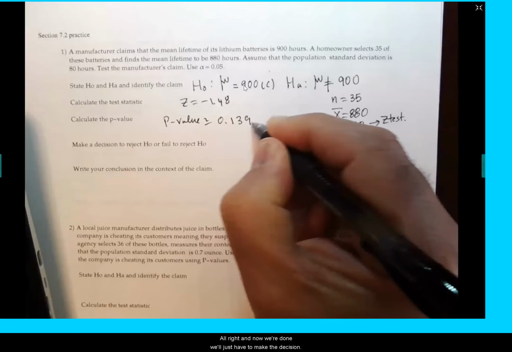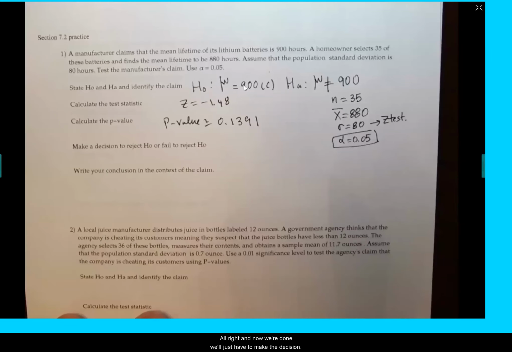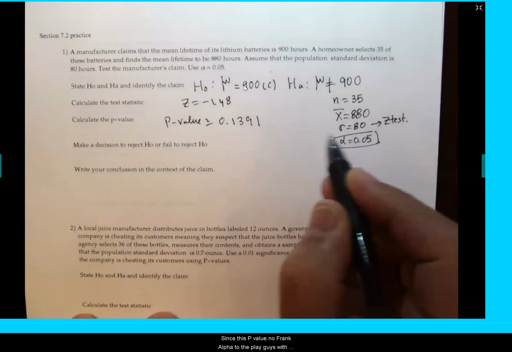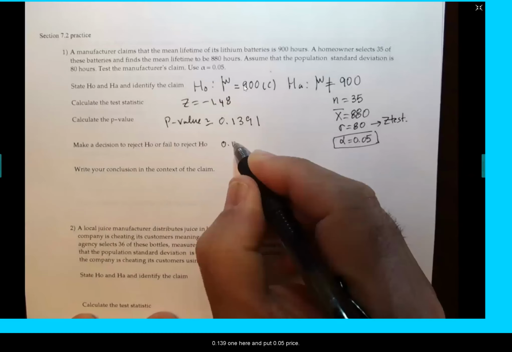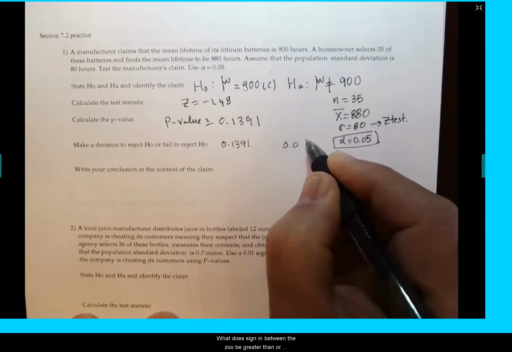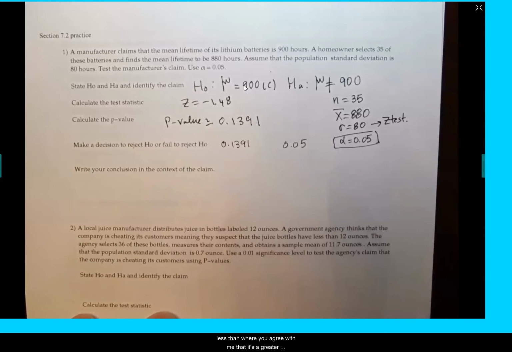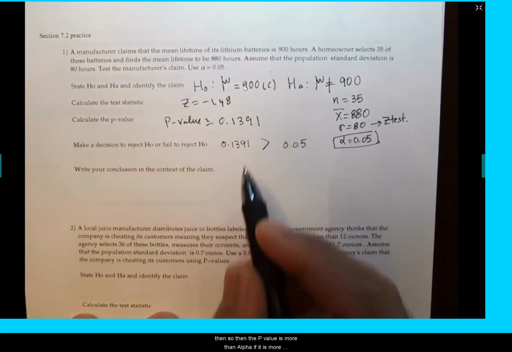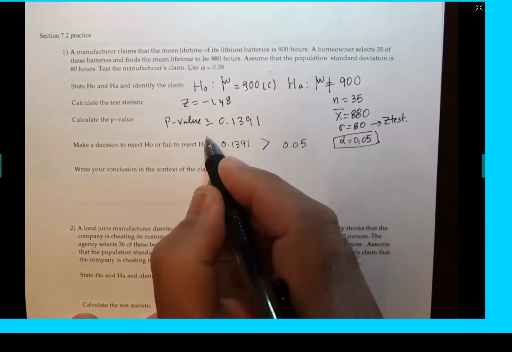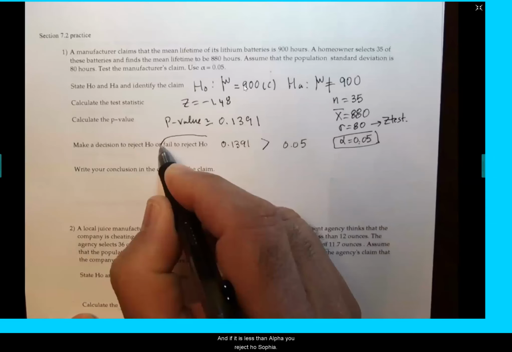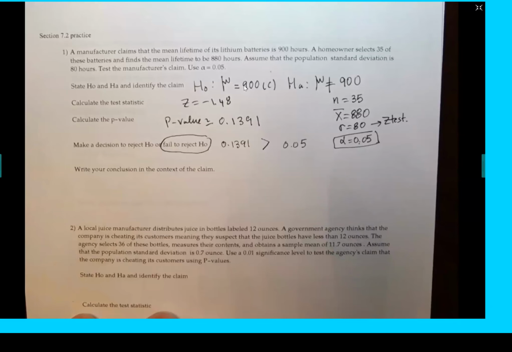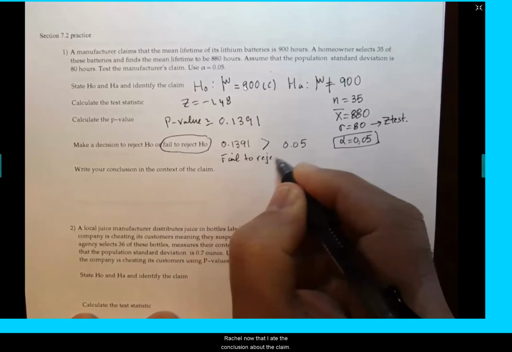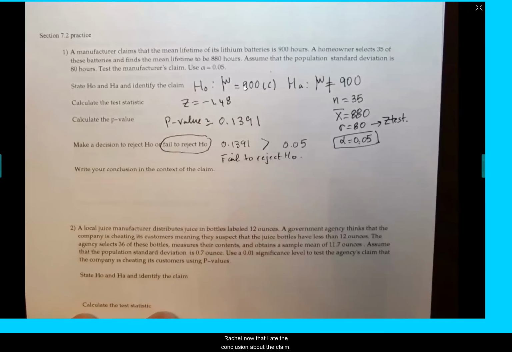All right, and now we're done. We just have to make the decision. Since this p-value, now bring alpha into play, guys. Put 0.1391 here and put 0.05 right there. And put a sign in between. Is it greater than or less than? Well, you agree with me that it's greater than. So then the p-value is more than alpha. If it is more than alpha, you fail to reject H0. And if it is less than alpha, you reject H0. So fail to reject H0. Now write the conclusion about the claim.